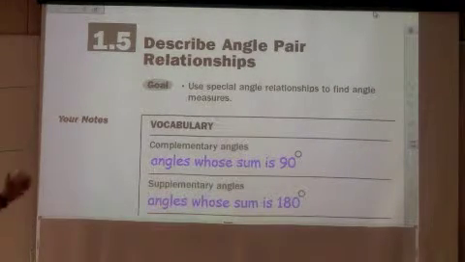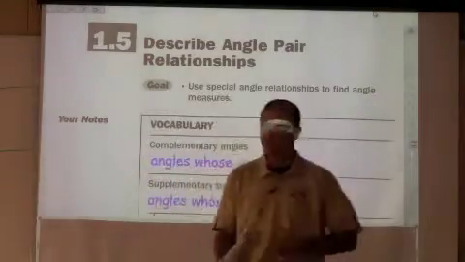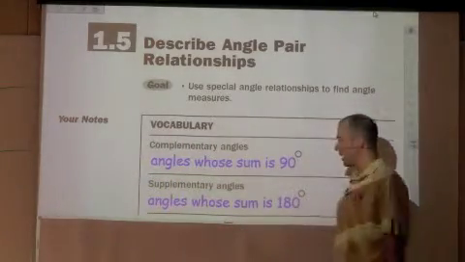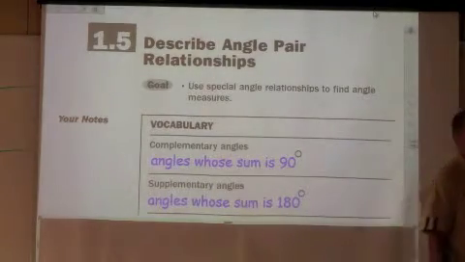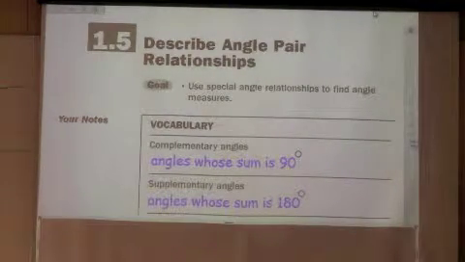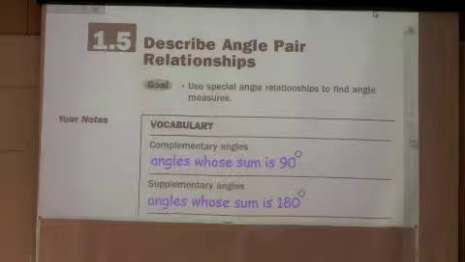Now I wish there was a magical way to remember which one's which. Here's the way I used to do it. I'd say, well, 90 is smaller than 180, and C comes before S in the alphabet. That's how I did it. There's probably other ways to do it, but that's just the trick I remembered.